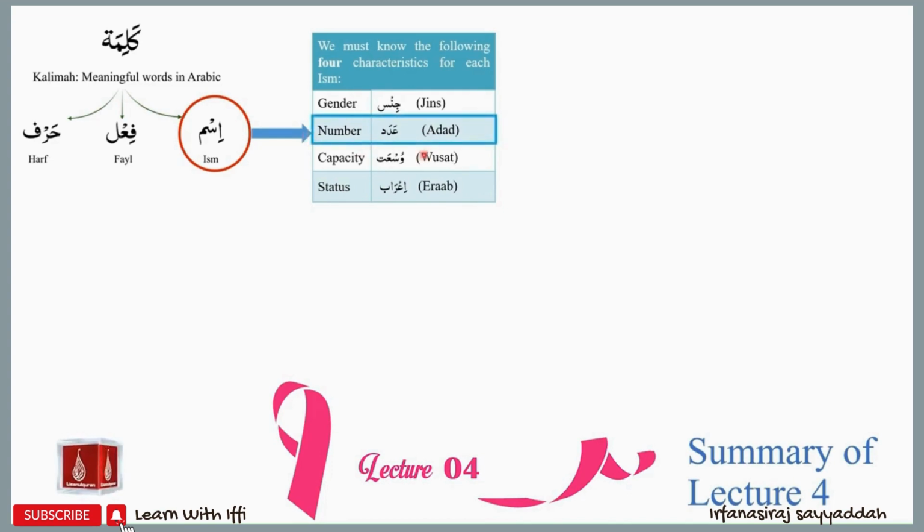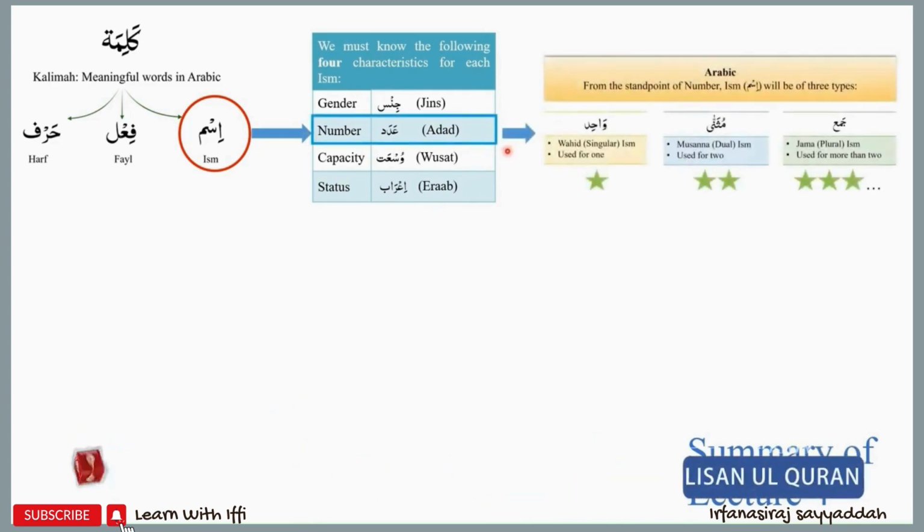Regarding number, we studied that ism will be of three types. Wahid, or singular ism, that is used for one. Musanna, or dual ism, which is used for two. Jama, or plural ism, which is used for more than two.